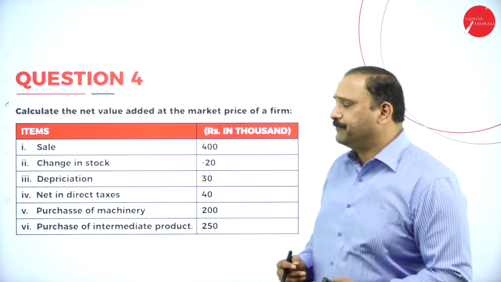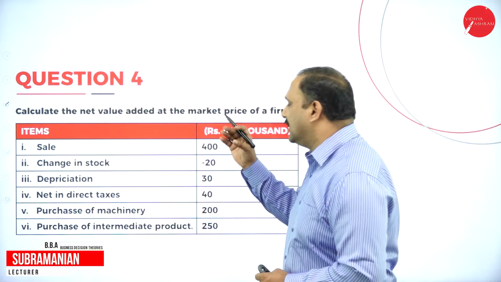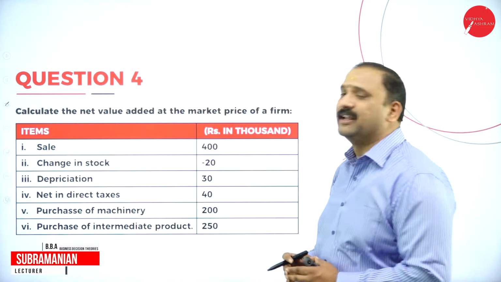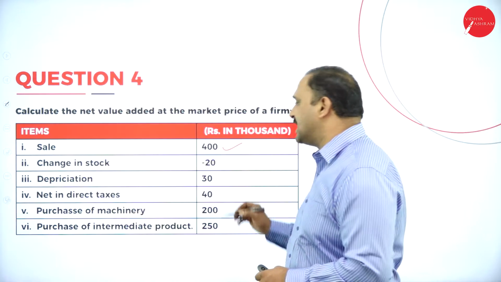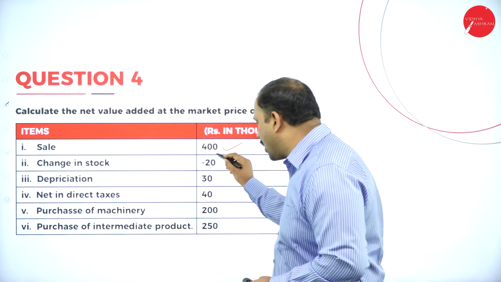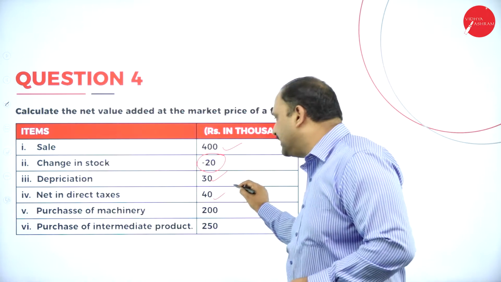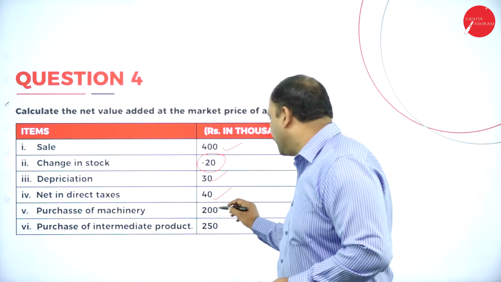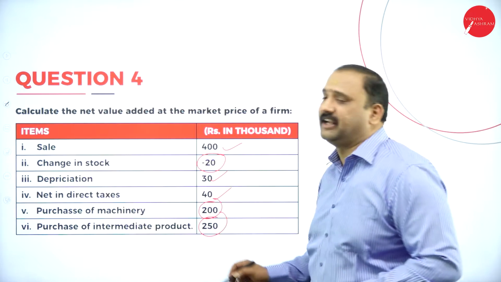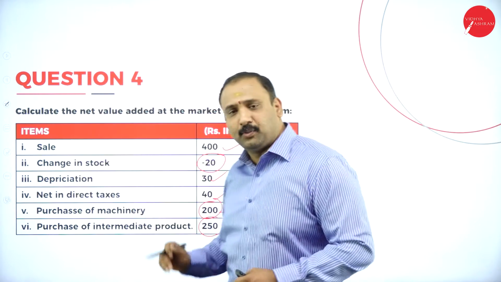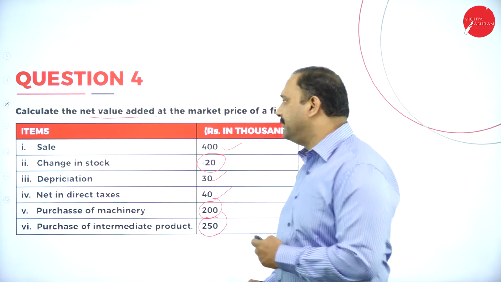Now, we are starting directly with a question where we are going to calculate the net value added at the market price of the firm. The sale value is given as 400, the change in stock is minus 20, depreciation is 30, net indirect taxes 40, purchase of machinery is 200, purchase of intermediate product is 250. So what we are going to calculate here is the net value added. So how are we going to do it?